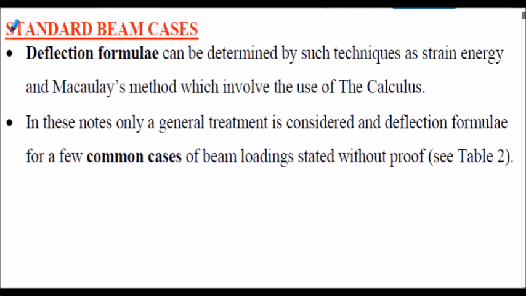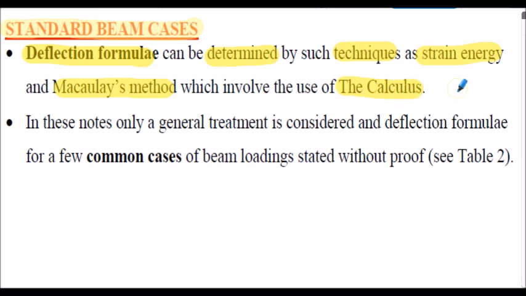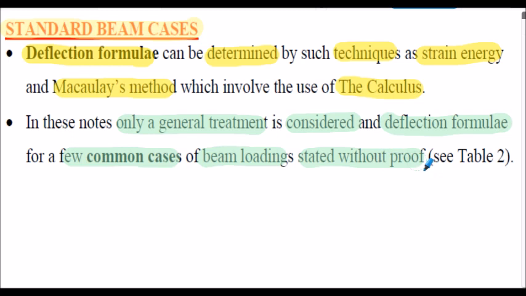Let's consider standard beam cases related to deflections. Deflection formulae can be determined by various techniques such as strain energy and Macaulay's method, which both involve use of the calculus, in other words using integration. However, in this presentation only a general treatment is considered, and thus deflection formulae for a few common cases of beam loadings will be stated without proof in table 2 shown on the next slide.